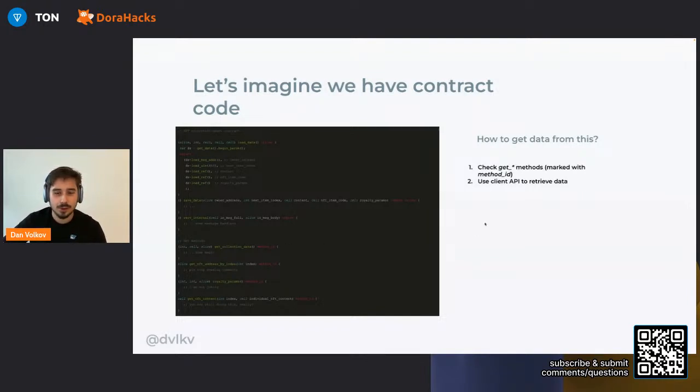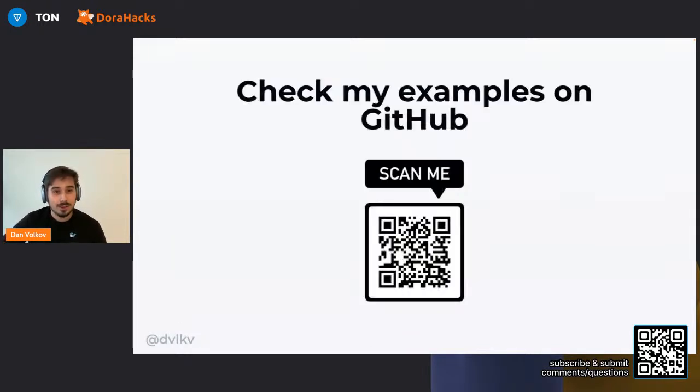So at first we can check what get methods a contract has and use client APIs to get data from them. And the second approach is to learn how data is structured and stored in the contract, fetch the whole account state and parse the data. You can check my examples, which are public on GitHub. You can scan this QR code and follow me.